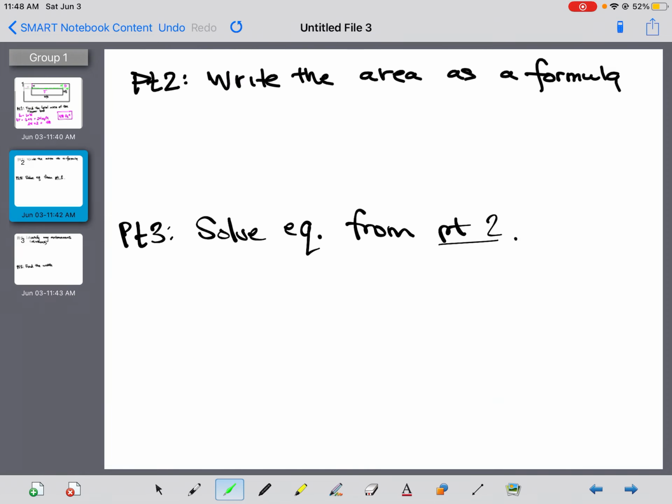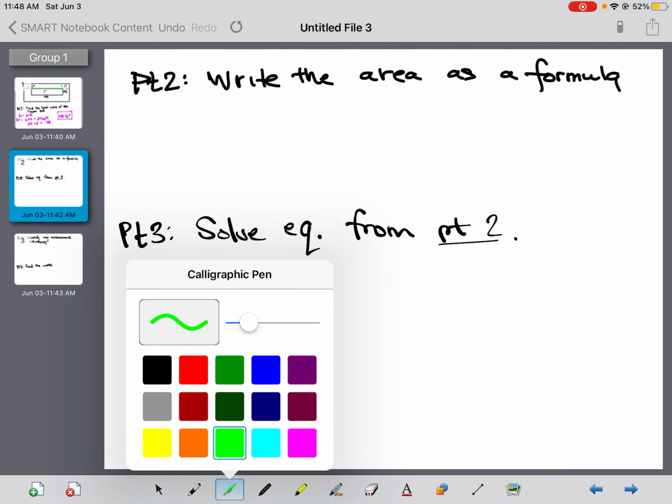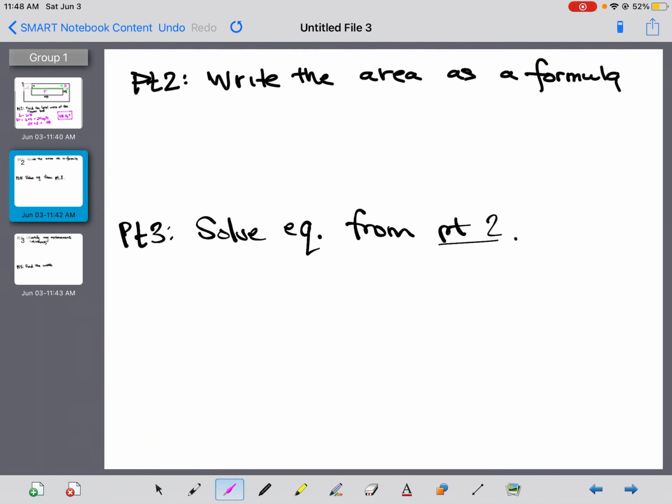Now we're going to use that to write our first formula. The length of this is going to be x plus 6 plus x, which is the same thing as 6 plus 2x. So that's the length.